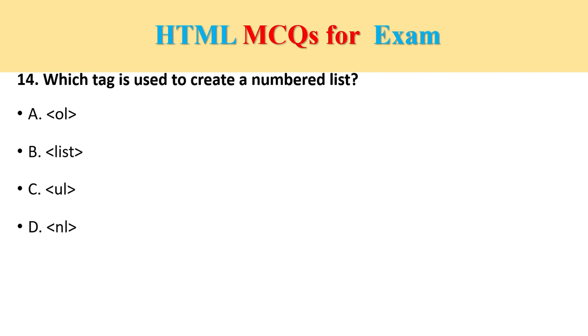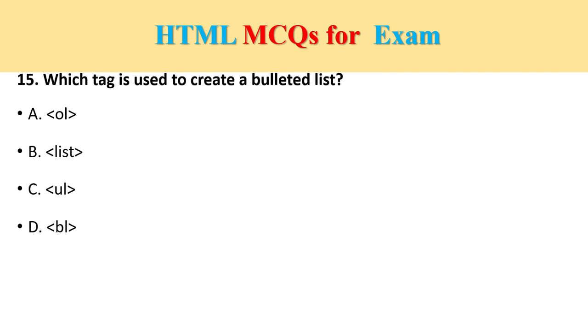Question number 14. Which tag is used to create a numbered list? In HTML, we have two types of lists, either numbered or bulleted. To create a list with numbers, we can use the OL element. A is the correct answer.